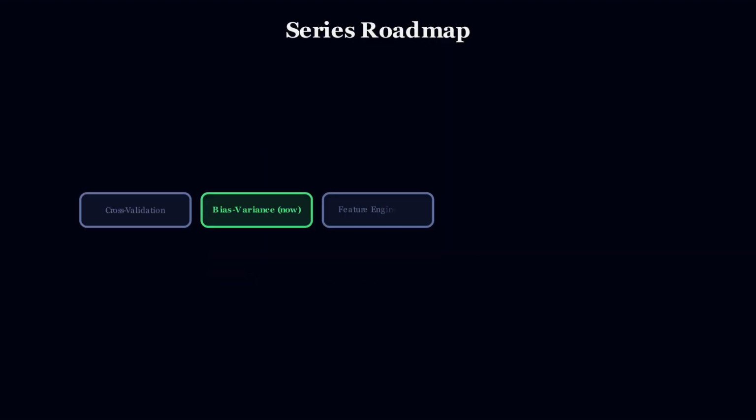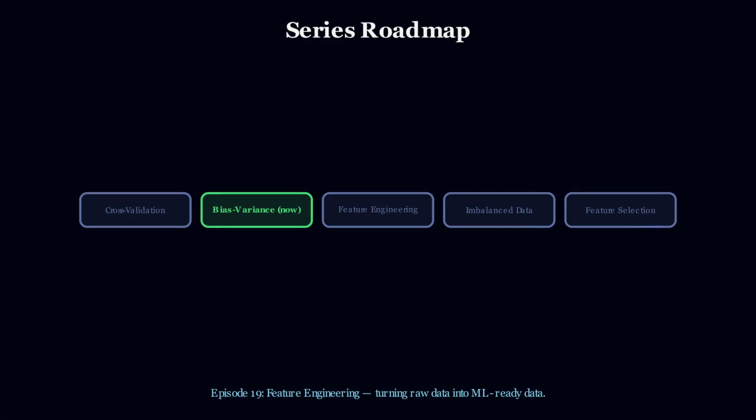Where we are in the series. We can now evaluate a model honestly and diagnose why it's underperforming. Episode 19, Feature Engineering, turning raw data into ML-ready data. Scaling, encoding, missing values. We'll build it from scratch.